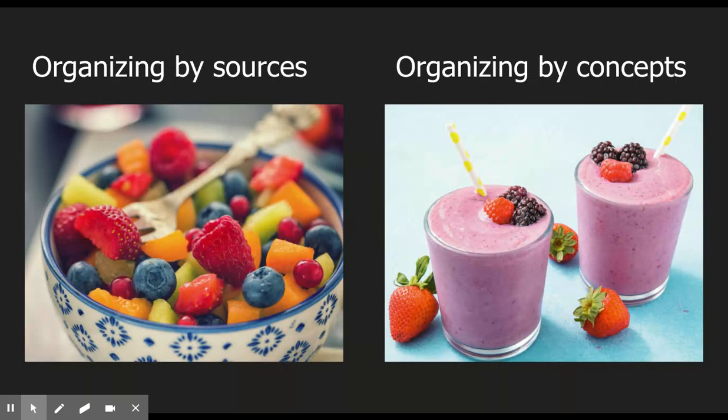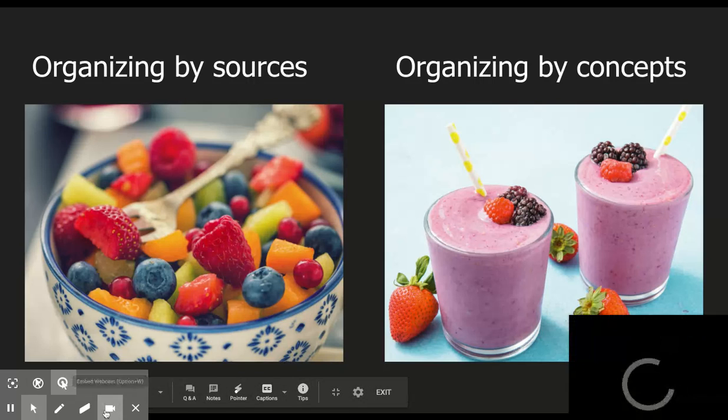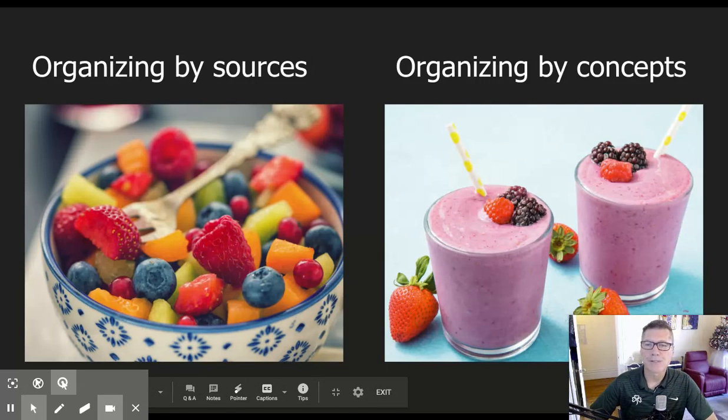So remember, when we organize by sources, I love fruit salads, by the way. A really good fruit salad, I'd call that a B probably. But when you turn on the blender and you give me a really well-made smoothie, that's going to be an A every time. Okay, so that is my advice on synthesis writing and organizing by concepts instead of sources.